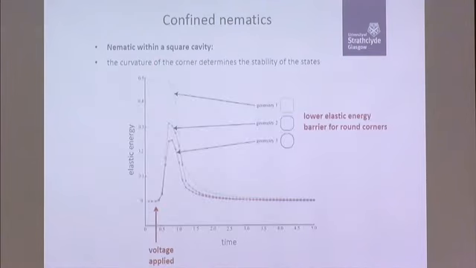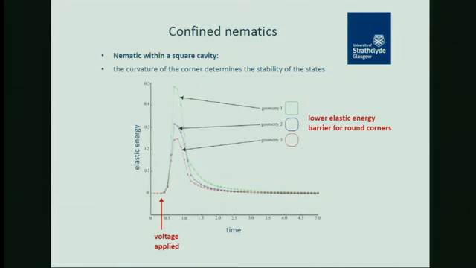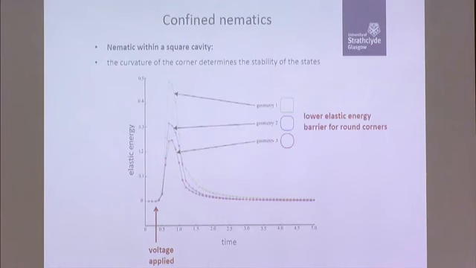And we can do lots of things. So here I've applied a voltage, and here's the elastic energy measured against time after I apply a voltage. What I see is, as I switch from one state to the other, I see a different energy barrier. And the energy barrier really is dependent on how rounded the corners are. If it isn't a circle, it has got flat bits to it. If it's an actual circle, then there's no energy barrier. I can just continuously move my director around to the other orientation. But whenever there is some corner, even if it is a rounded corner, there's an energy barrier to get across.